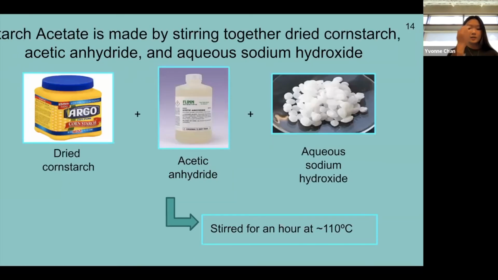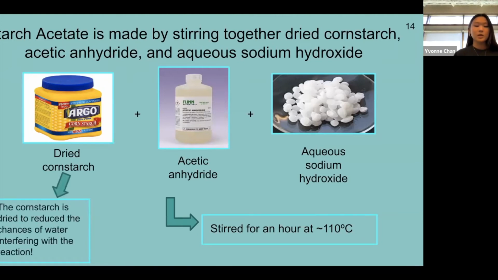The reaction to create starch acetate consists of stirring dried cornstarch, acetic anhydride, and aqueous sodium hydroxide for an hour at around 110 degrees Celsius. And before the reaction, the starch is dried in order to reduce the chances of its water molecules interfering with the reaction.